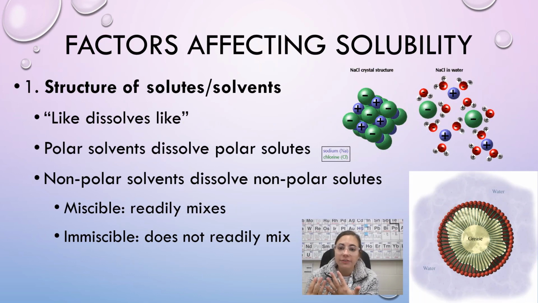So some factors that affect solubility is just the structure and identity of the solute and the solvent. We have a little thing we remember: like dissolves like. So a polar thing is going to dissolve another polar thing. So that's why ionic compounds dissolve so well in water. Non-polar things only dissolve non-polar solutes.